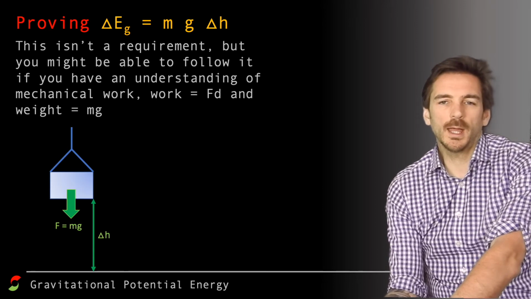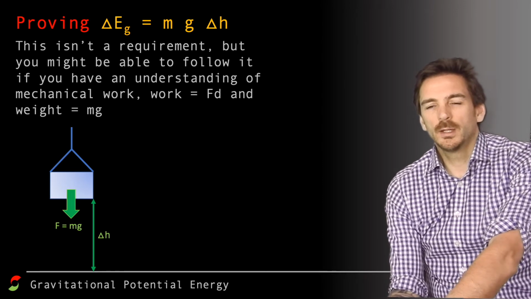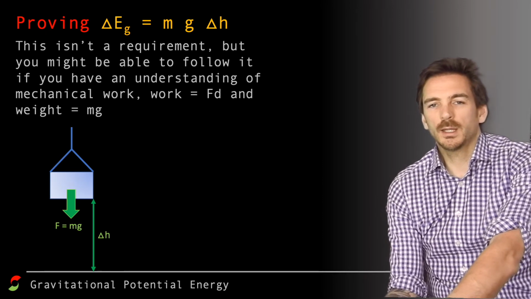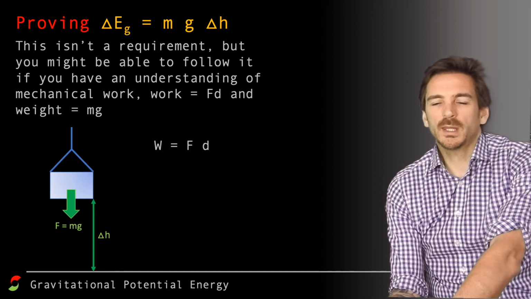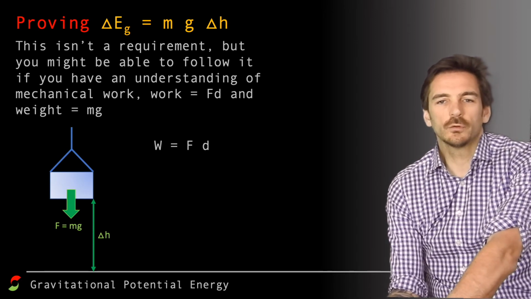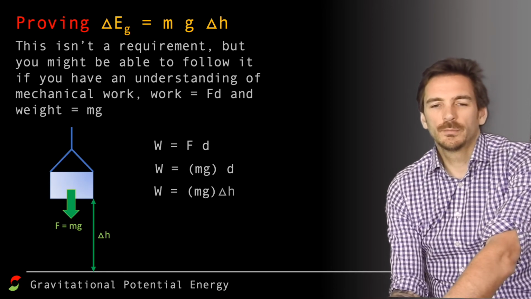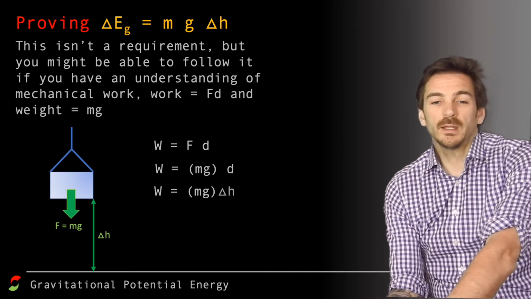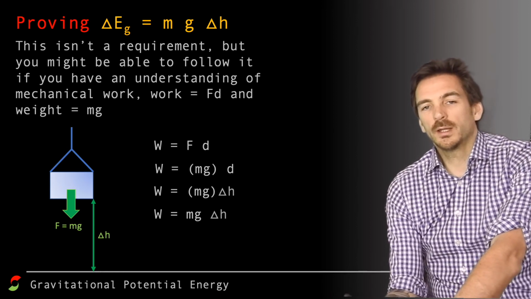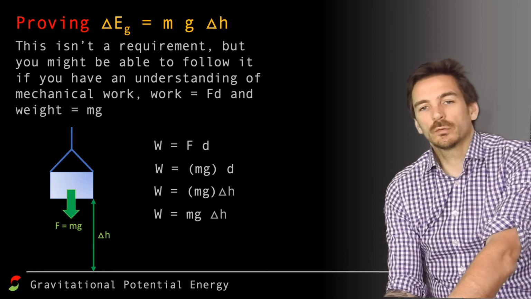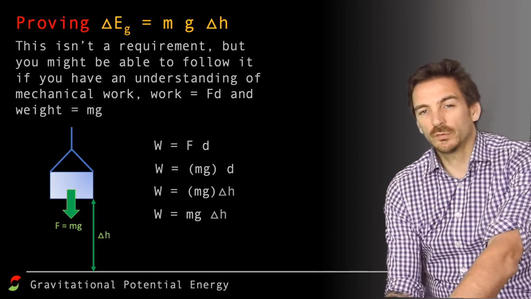So if we start off by looking at an object that's been lifted up a height delta h above the ground, and it's being lifted up by a force mg, i.e. the weight of the object. If we were to consider the mechanical work being done on that, it would be force times distance. However, the force here is mg, the weight of the object, and the distance that's been raised is delta h. So if we get rid of the brackets there, we can see that we've gone from work is force times distance to work is also mg delta h. And that's the origins of the gravitational potential energy equation.